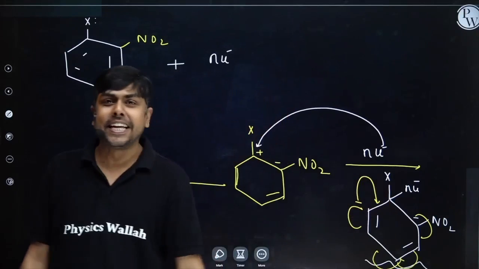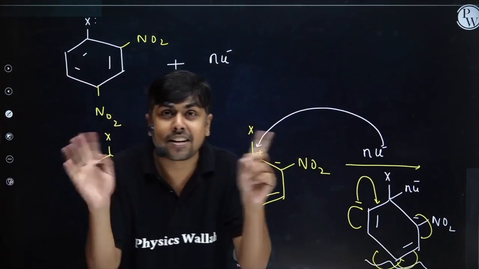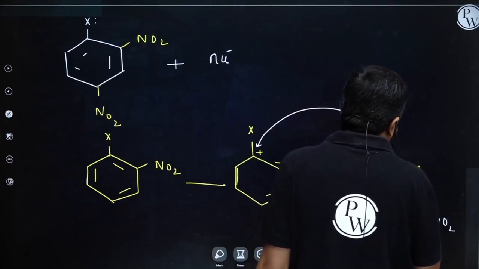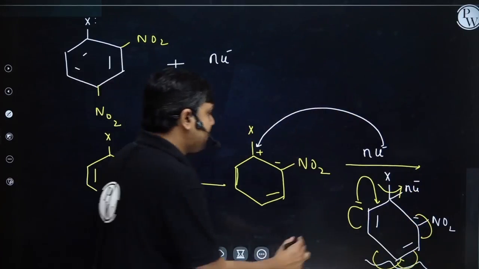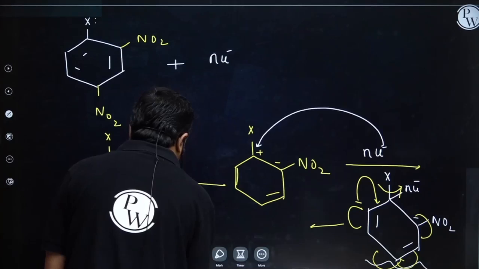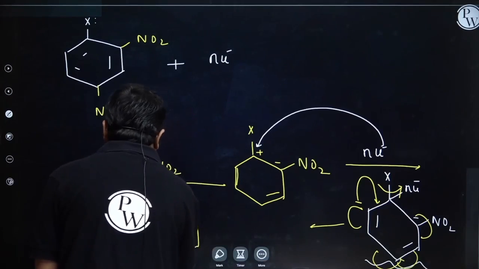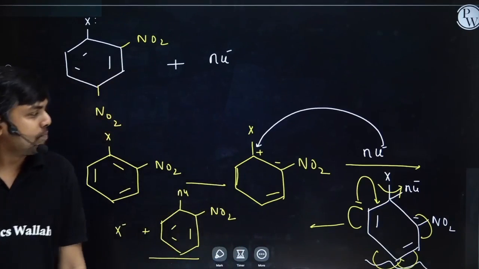As soon as it delocalizes here, this carbon will have 5 bonds, and carbon cannot make 5 bonds. So I will have the departure of this halogen as a leaving group, and finally I will have my product, PhNu plus X minus, with the NO2, right?